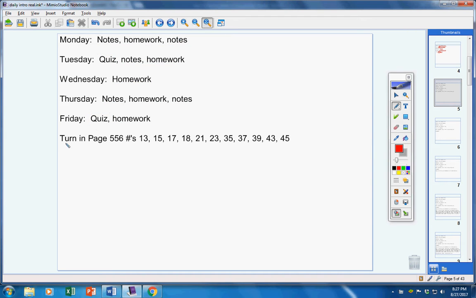Please turn your homework in from over the weekend. This assignment right here. Make sure your name is on it before you put it into the folder. Incompletes.